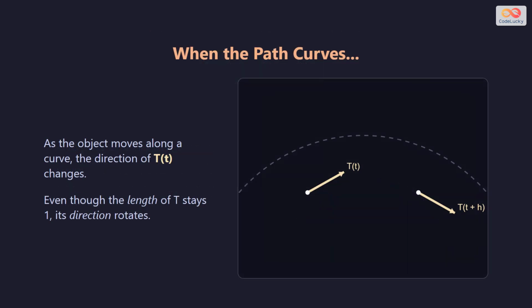But what happens when the path curves? If the object is moving in a straight line, the tangent vector never changes. However, on a curve, the direction of the tangent vector is constantly changing. Even though its length stays equal to 1, it rotates as the object turns.